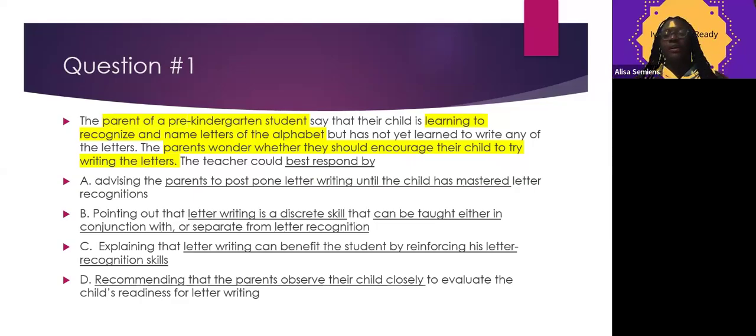So the parents of a pre-kindergarten student say that their child is learning to recognize and name letters of the alphabet, but has not yet learned to write any of the letters. The parents wonder whether they should encourage their child to try writing the letters. Yes, definitely encourage your child. It can benefit them because as they're writing the letters, right? They have to recognize the letters, then they start recognizing the sounds, right? So C is going to be correct. It is beneficial. Any questions about this one?